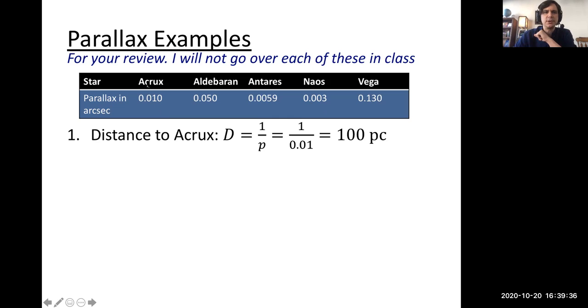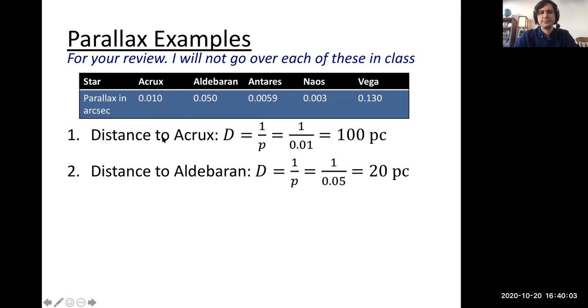So I've given you, let's go to Acrux. The distance equals 1 divided by the parallax. The parallax measured in arcseconds is 0.01. So 1 divided by 0.01 is 100. The star is 100 parsecs away. So 326 light years. Aldebaran has a parallax of 0.05 arcseconds. Distance equals 1 divided by the parallax. 1 divided by 0.05 pops up 20 parsecs away.